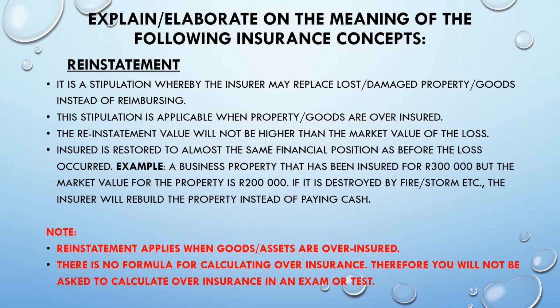Reinstatement. This is when the assets are overinsured, like I've already explained, and no insurance company or individual may profit from insurance. So therefore, if my item has been insured for 300,000 Rand, but the market value is only 200,000 Rand, and let's say there is 100,000 Rand worth of damages, the insurance company will only reinstate me for those damages and not the full 200,000 Rand or whatever the case may be. So they will either rebuild my property and they will not give me the cash.